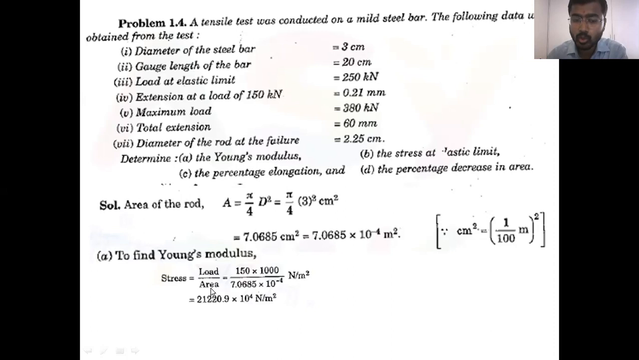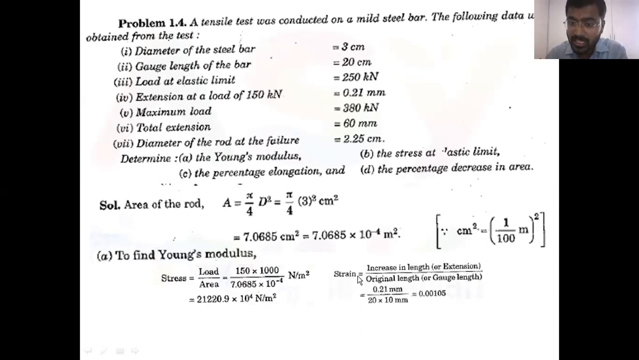So stress is equal to load upon its area. Load is 150 into 1000. You have to change the unit. Kilo is 1000. By area, I have already calculated. Yes or no? Why? Because you have to do it in Newton per meter square. So that is the reason I have made this into meter. So by 7.06 into 10 to the power minus 4, I'll be getting my stress as 221,220.9 into 10 to the power 4 Newton per mm square. Why? Because this 10 to the power minus 4 will go up, it will become 10 to the power 4 plus 4.